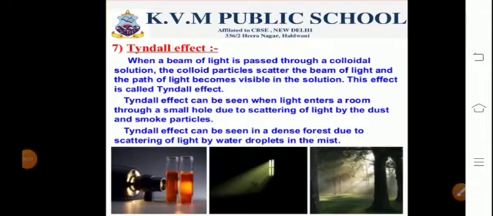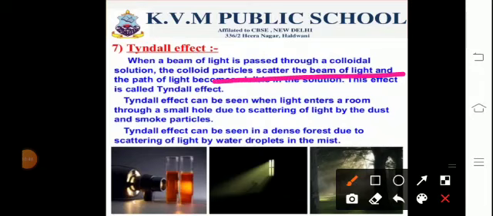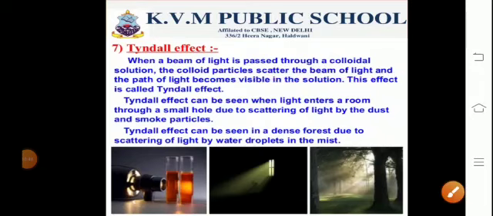Talking about the Tyndall effect, that is exhibited by colloidal particles, where they scatter the beam of light. As their size is intermediate, this effect was discovered by Tyndall. When white light enters a room through a small hole, due to scattering, the scattering takes place by the dust and smoke particles. It is very clearly seen in dense forest due to the scattering of light by water droplets in the mist.